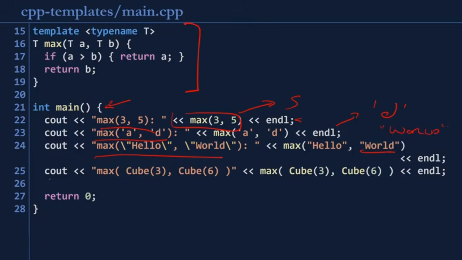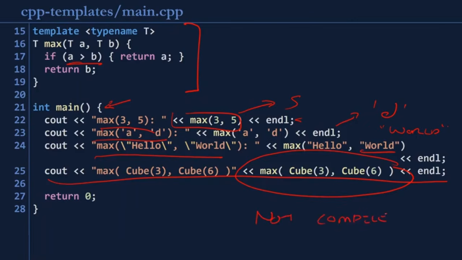And then finally, the last line is where we're going to compare two cubes. We're going to find the max of cube 3 and cube 6. We argued there is no idea of how to do a greater than operation between two cubes, so we expect this code to not compile.